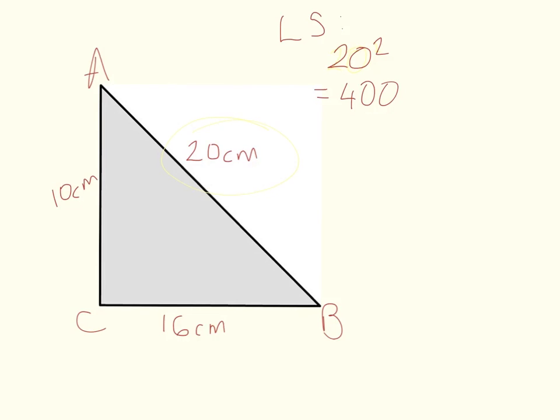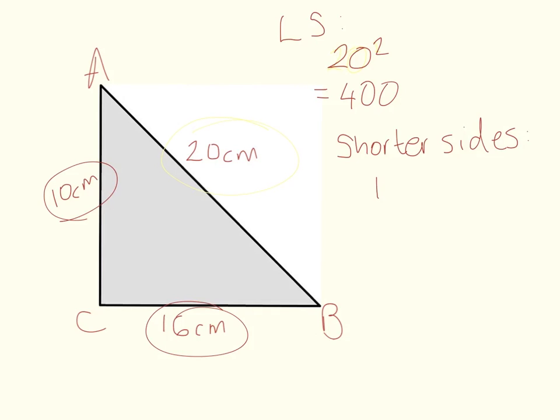We're going to look at our shorter sides. Just write that out. And we're going to add those two sides together squared. So we're going to do 10 squared plus 16 squared. Well, 10 squared is 100. And if I'm adding on 16 squared, I'm going to get to 356.